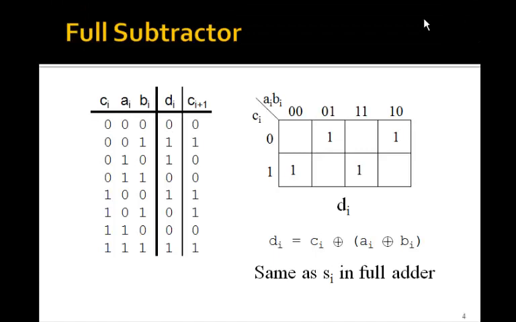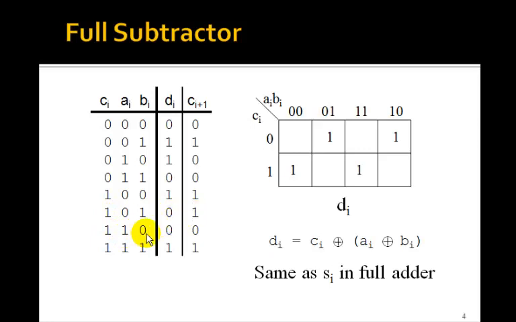Well, let's look at the truth table for a full subtractor. The half subtractor was the borrow in is 0. We had that before. Let's see what we have here. We have 0 minus 0 minus 1. That's 1 and a borrow. 0 minus 1 is 1 and a borrow. Minus 1 gives 0 and a borrow.